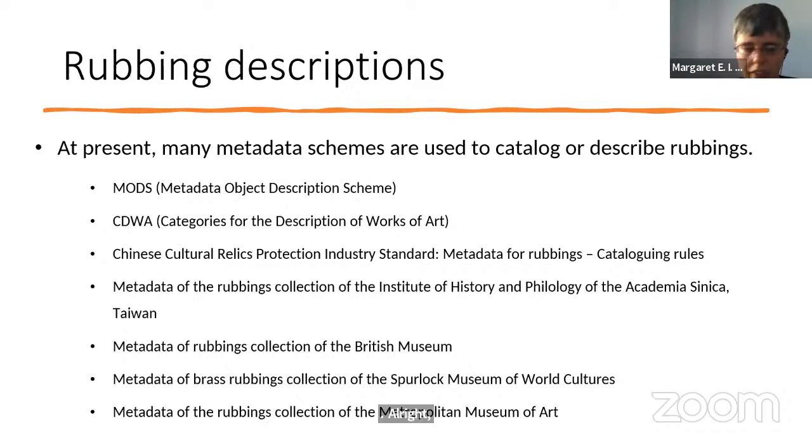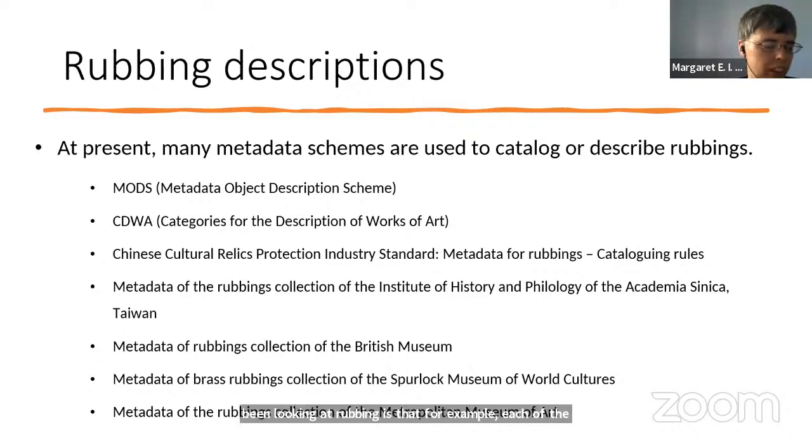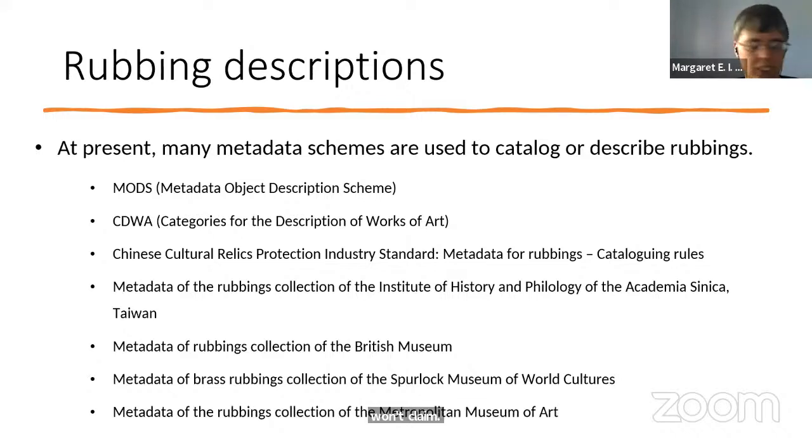Right. So one of the things we discovered as we've been looking at rubbings is that, for example, each of the museums on the previous slide uses different structures and levels of detail to describe their rubbings collections, and they use different metadata schemas as well. So some examples that we found in our research so far, we won't claim this is 100% comprehensive, but this is quite a few schemas already.